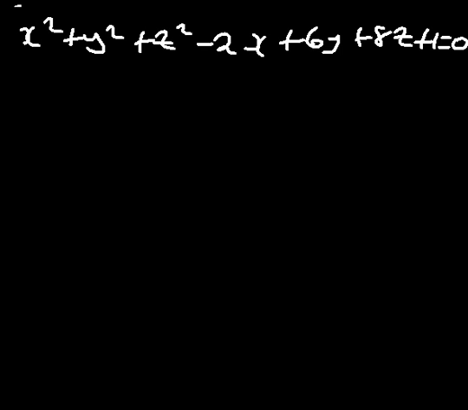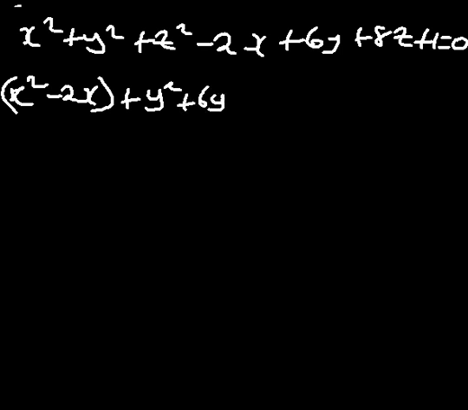The principle remains the same. If we have any sort of constant, it should be transferred to the other side, and I have to bring the families together. I'll have the x family, that is x squared minus 2x, plus the y family, that is y squared plus 6y, and z squared plus 8z, which is equal to -1. That is the principle behind it.